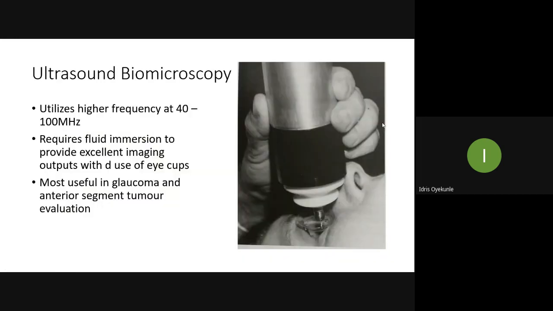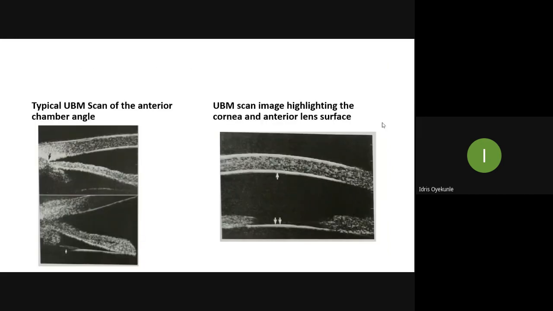So the UBM utilizes higher frequency, about 40 to 100 megahertz, and requires fluid immersion as well, with the use of eye cups, to provide excellent imaging outputs. It is mostly useful in glaucoma and anterior segment tumor evaluation. This is what a typical UBM scan of an anterior chamber looks like.